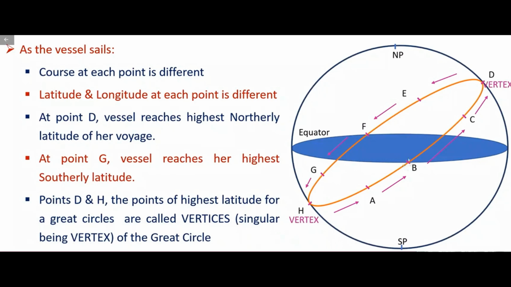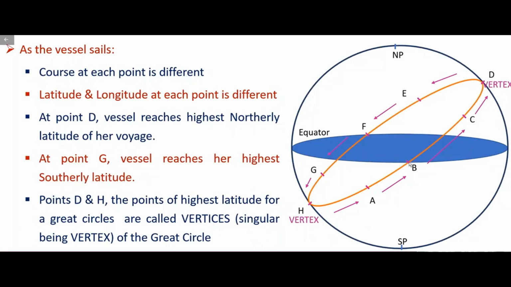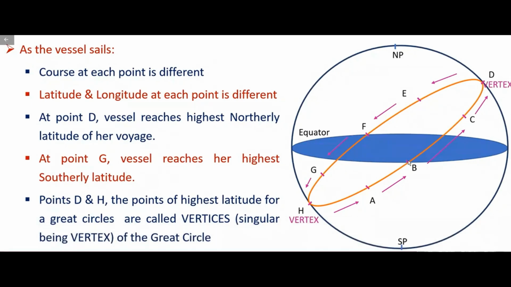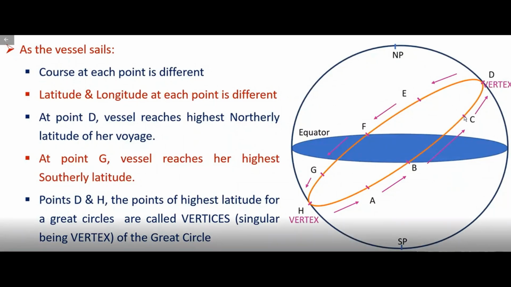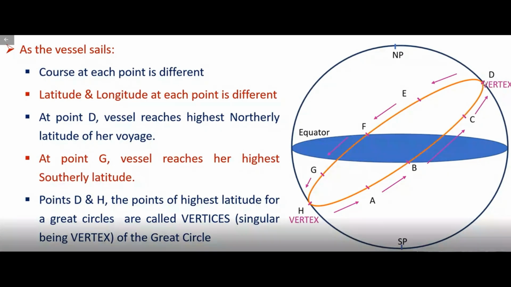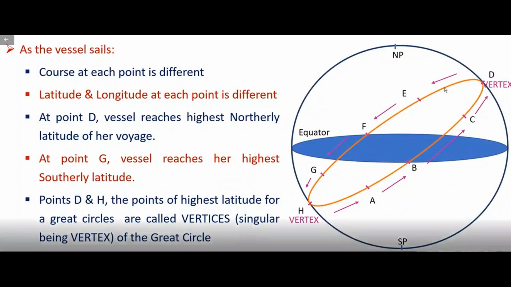Now at point B, let us say the vessel is proceeding on a course of 045. So you can see here the track is taking the ship in the northeasterly quadrant. So the course of the ship is 045. The northeasterly course takes the ship from B to C. Latitude is increasing. Now, when it goes from C to D, you see D is the highest latitude point. After crossing D, the latitude will start to decrease. Right, beta? This much is clear?